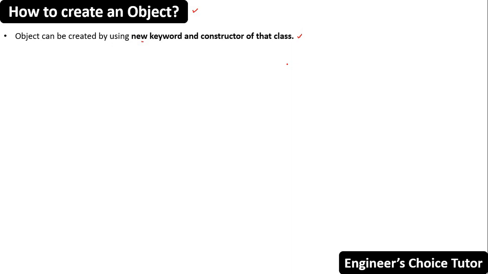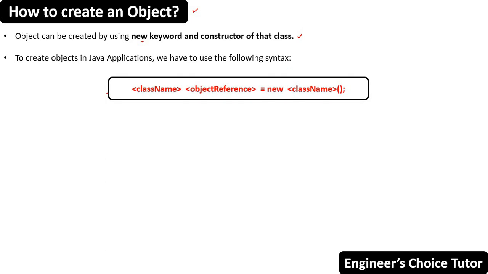And in order to get the object reference, we have to create an object for the class, right? Otherwise the reference will be what? Null. So now let's see the syntax to create an object in Java. Fine. So this is the syntax to create an object in Java.